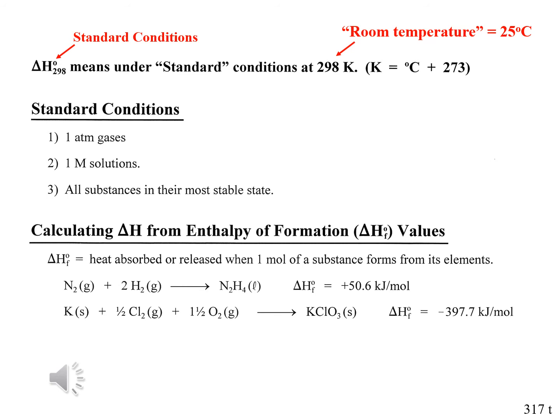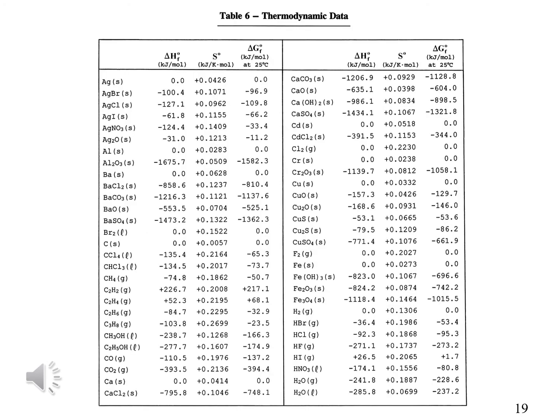It doesn't mean half a molecule of Cl2, it means half a mole. The reason why they want to measure these is because you can use these to calculate delta H for any reaction. And you have a table of these, which is table 6, which you're going to use for all your problems. This is page 19 from your textbook. There's 3 columns, delta H, delta S, and delta G. And also the substances are in alphabetical order by symbol.